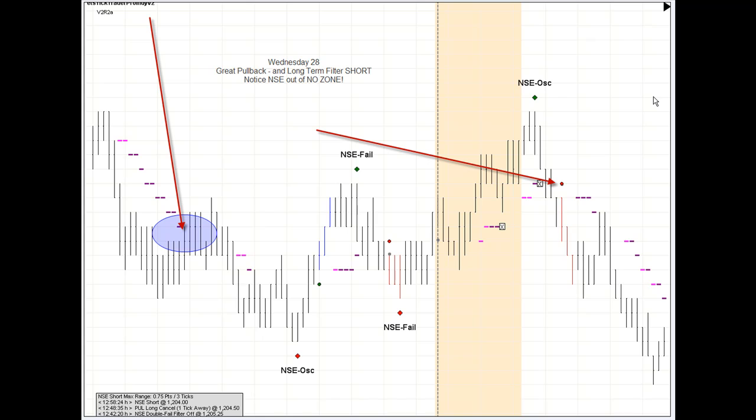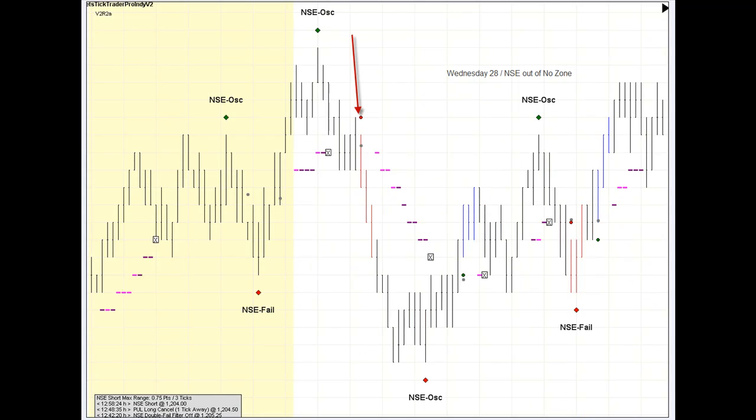But still, with that said, a lot of traders will wait most of the day for the no zones and take the trades out of no zone. And I'm okay with that, but there are pros and cons of trading that way. Just wanted to point that out as well. Wednesday, here is the second no zone. First trade out of there, nice winner.